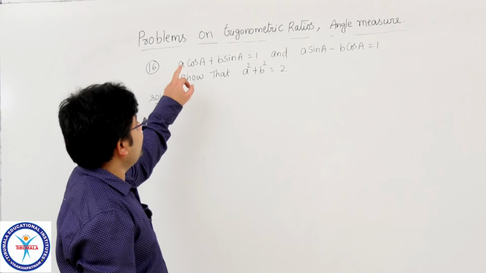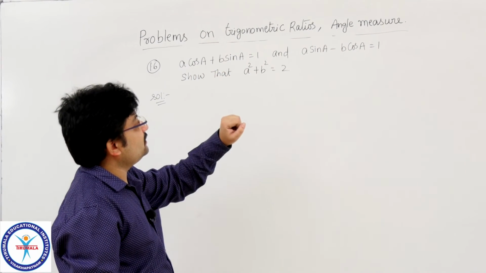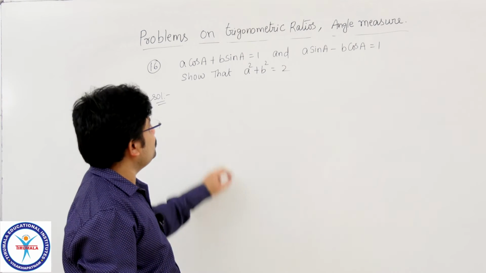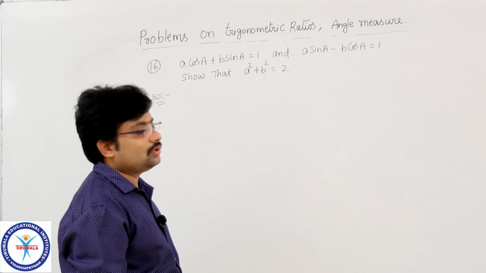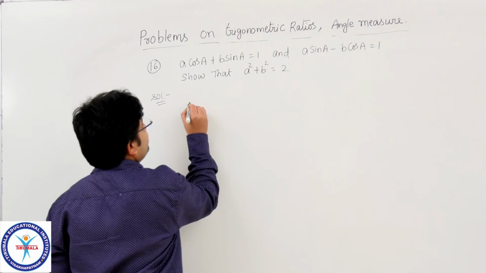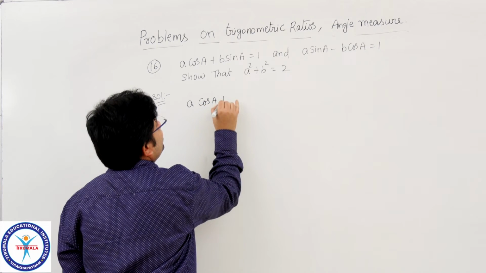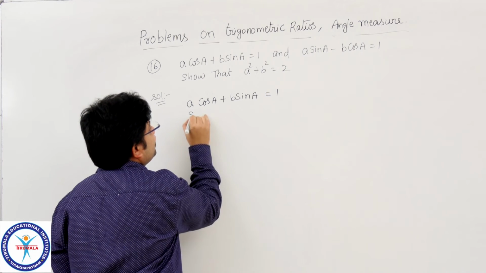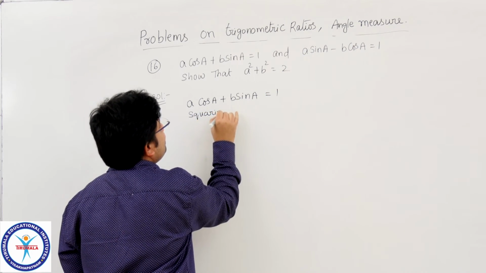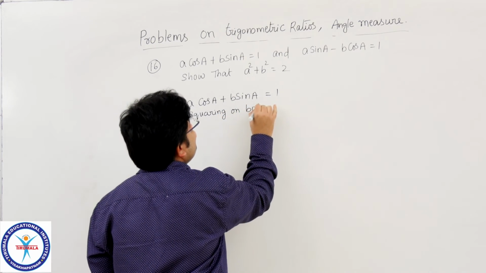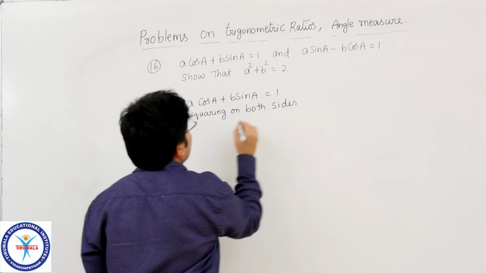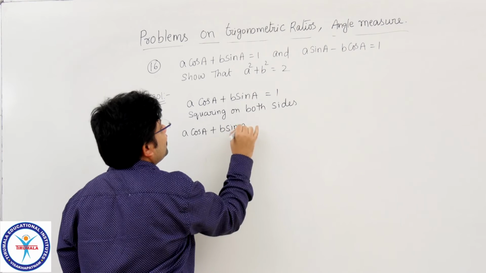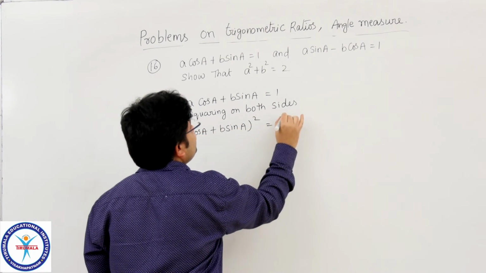Given that a cos a plus b sin a is equal to 1 and a sin a minus b cos a is equal to 1, we need to show that a square plus b square is equal to 2. So, let us take the first equation, a cos a plus b sin a is equal to 1. Squaring on both sides, therefore, a cos a plus b sin a whole square is equal to 1 square.